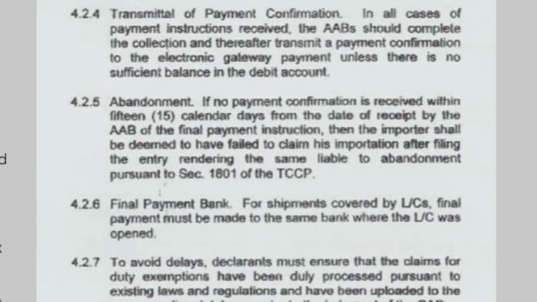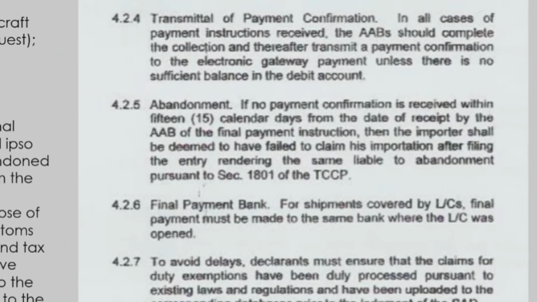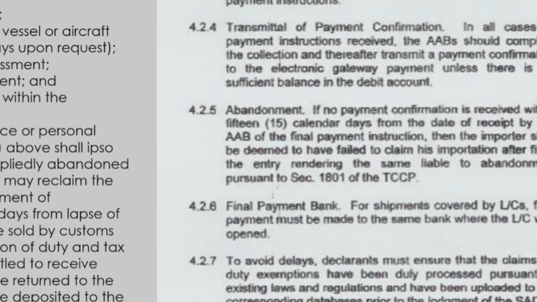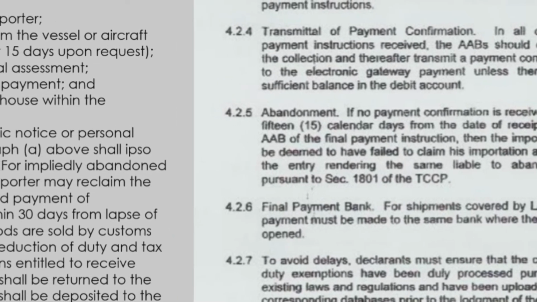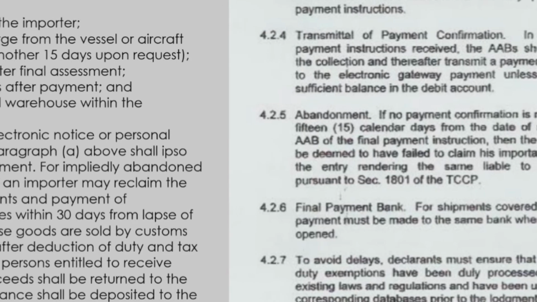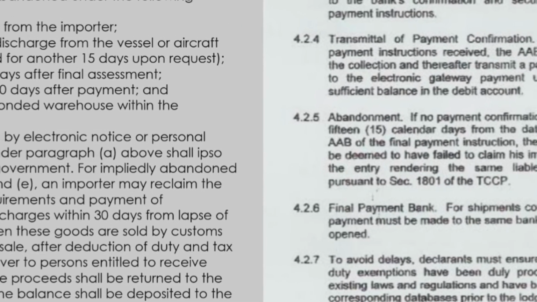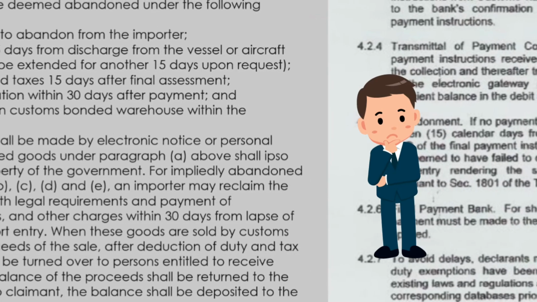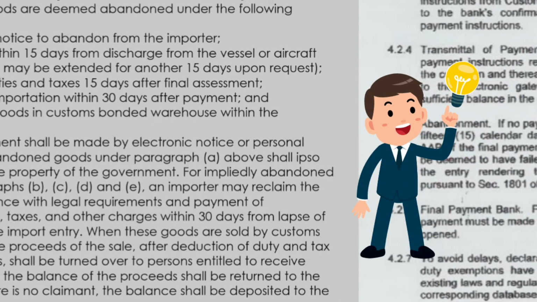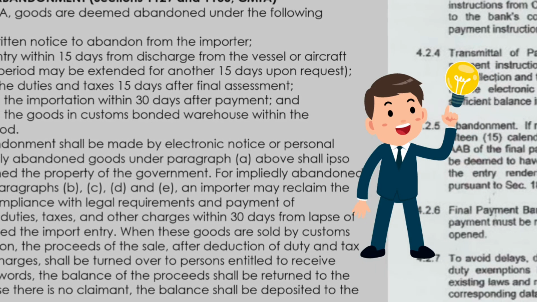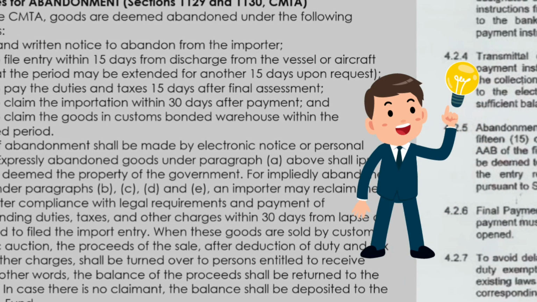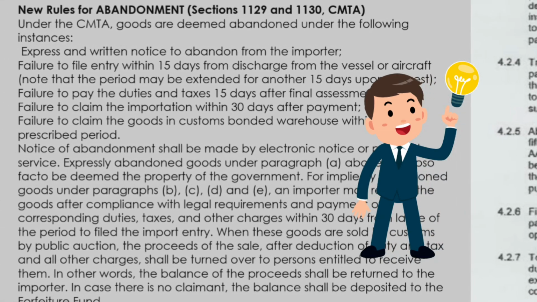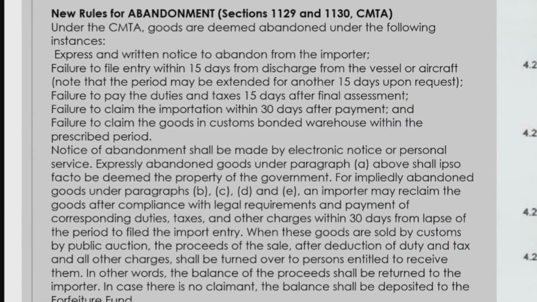Abandonment. If no payment confirmation is received within 15 calendar days from the date of receipt by the AAB of the final payment instruction, then the importer shall be deemed to have failed to claim his importation after filing the entry, rendering the same liable to abandonment pursuant to Section 801 of the TCCP. Again, this is an old provision. This is a provision by the TCCP, but now the CMTA has its new provision and new rules for abandonment, and those are under Sections 1129 and 1130 of the CMTA.